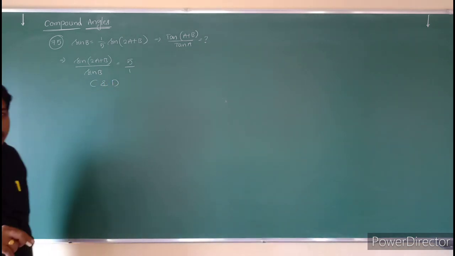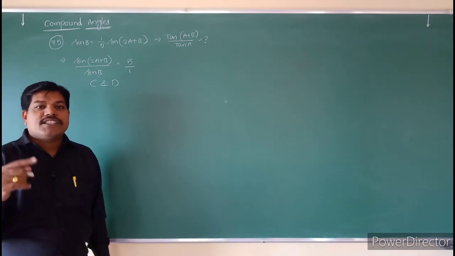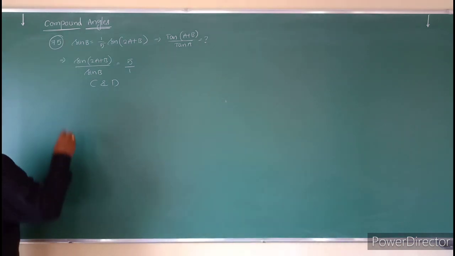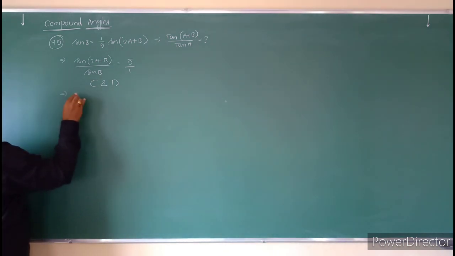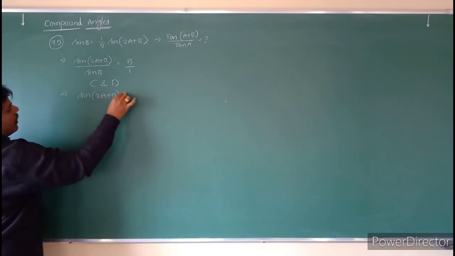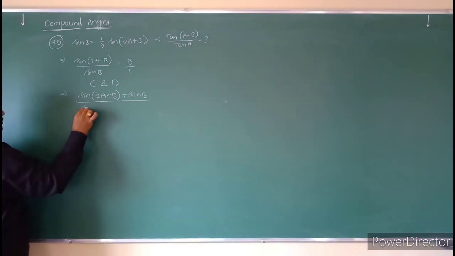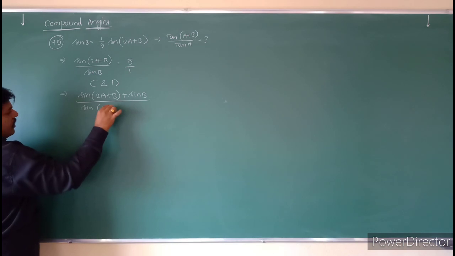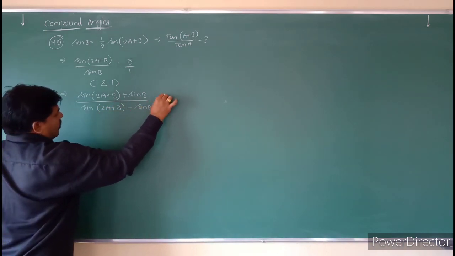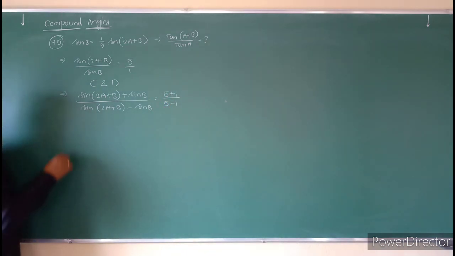So what is that componendo dividendo? If a by b is equal to c by d, then you can take it as a plus b by a minus b is equal to c plus d by c minus d. So I will use this condition here. So see that question, students. Sine of 2a plus b plus sine b by sine of 2a plus b minus sine b is equal to 5 plus 1 by 5 minus 1.